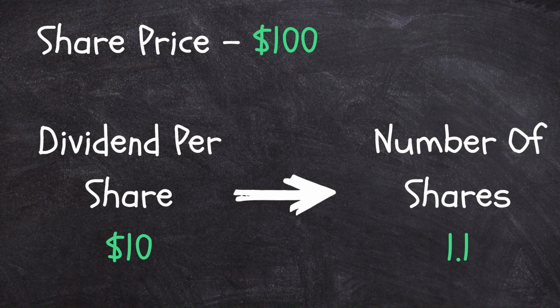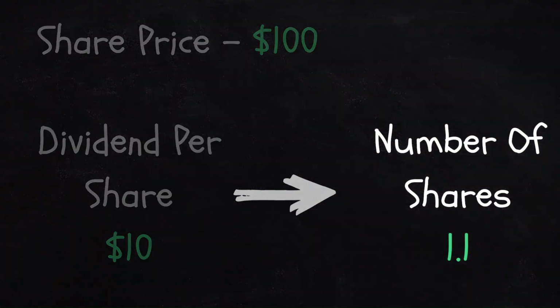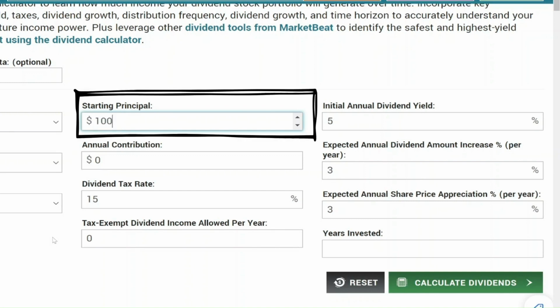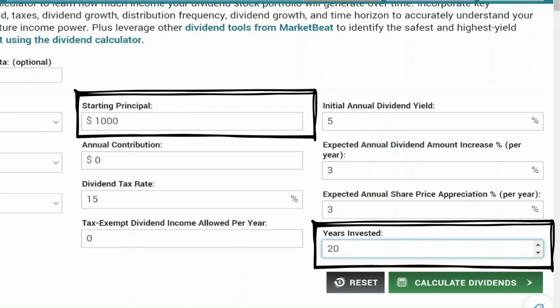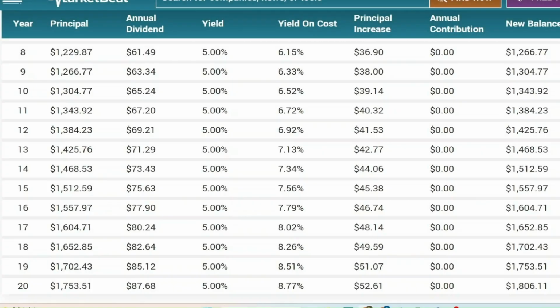Now let's put this theory into practice and look at a compounding interest table. So if we put a starting principal of $1,000 and do not contribute to this portfolio or even invest our dividend income back into shares, after 20 years we will have a principal amount of $1,753.41 and an annual dividend of $87.68. That is not terrible, but using the power of compound interest we can make so much more income.